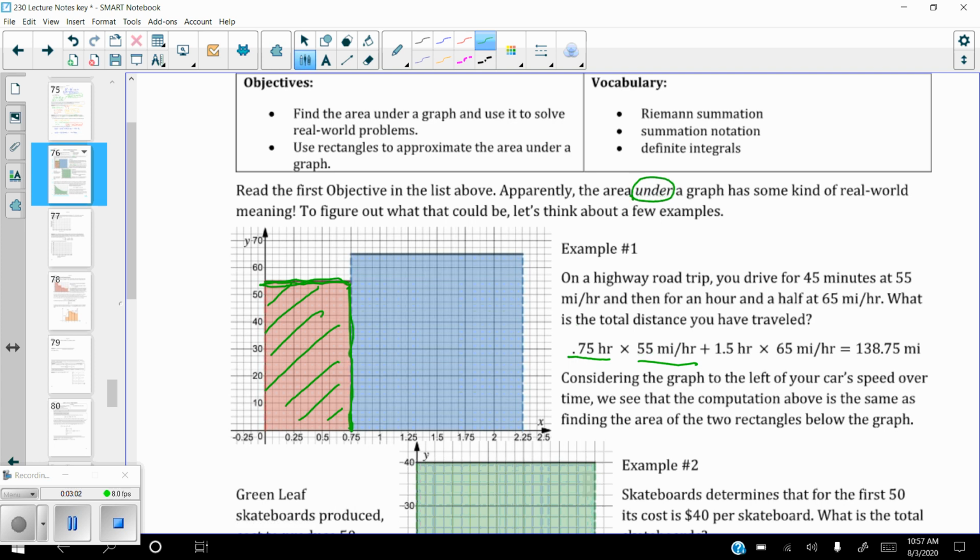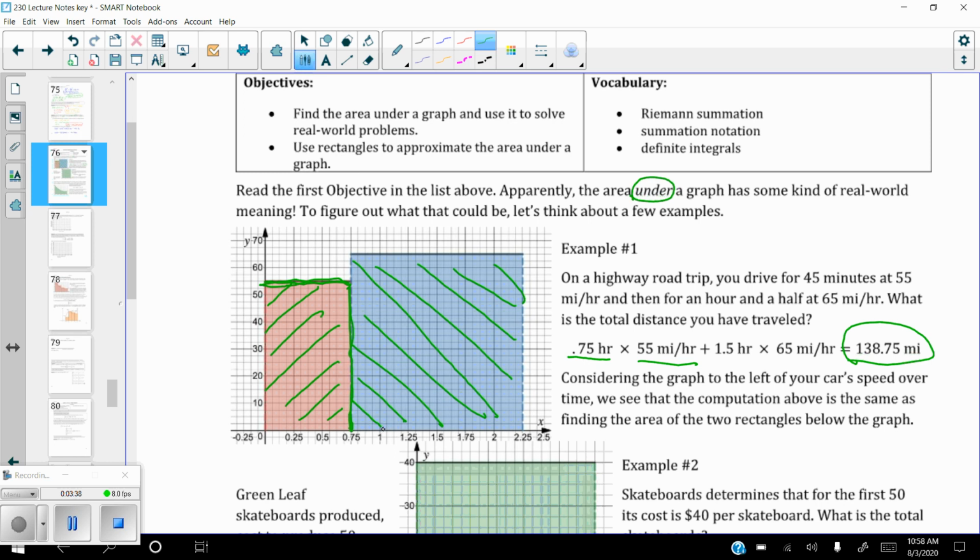And then if we were to travel an additional 1.5 hours at 65 miles per hour, then we've gone a total of 138.75 miles. All that is taking the first area that I shaded with the green stripes, and adding to it everything shaded in blue, because that one was now at 65 miles per hour for the remainder of the time. If I take the areas of those two shaded rectangles and add them up, it would give me 138.75.